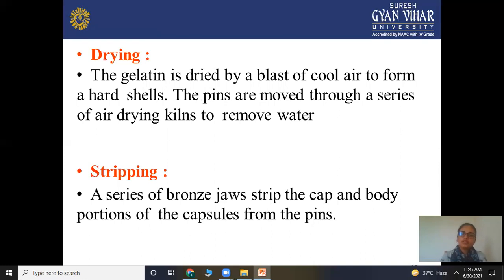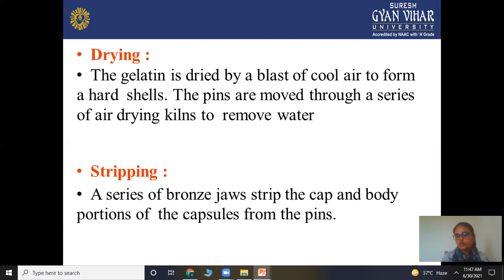In drying, the gelatin is dried by a blast of cool air to form the hard shell, and the pins are passed through a series of air drying kilns to remove the water. After spinning, drying takes place, but in drying some precautions are required, and proper drying conditions should be used, like cool air for drying the capsule, a blast of cool air to form the hard gelatin shell. Excess water is removed by this drying process.